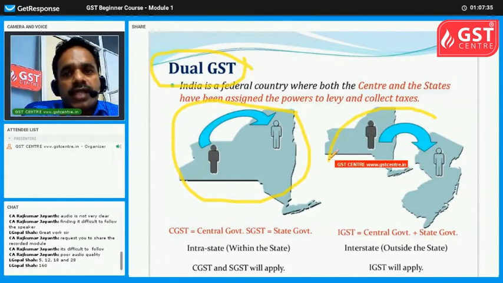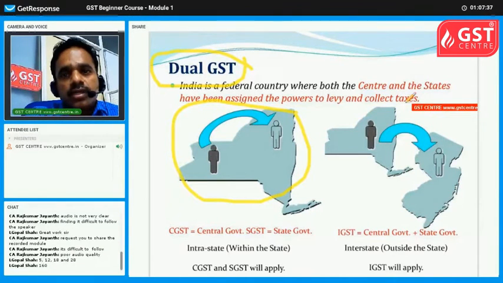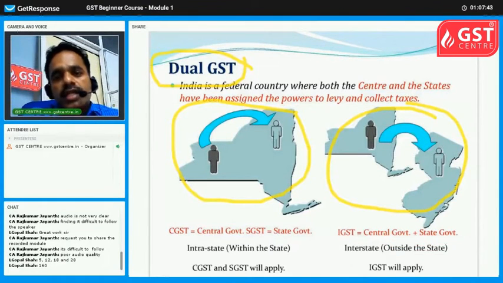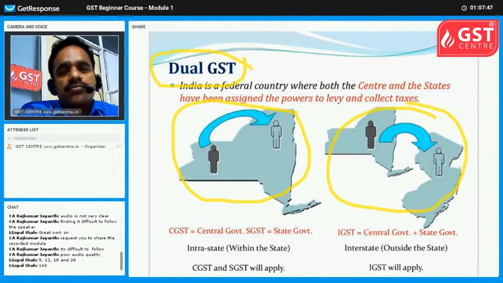If you take the second scenario, the seller is in state A and the buyer is in state B. The central government will be collecting IGST, and it will be divided among the central government and state government. That is called IGST, Integrated Goods and Services Tax. The administration is done by the central government. It is called interstate, that is, outside the state.